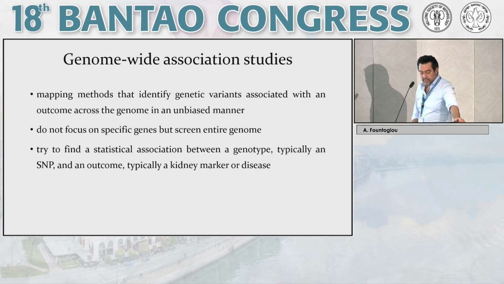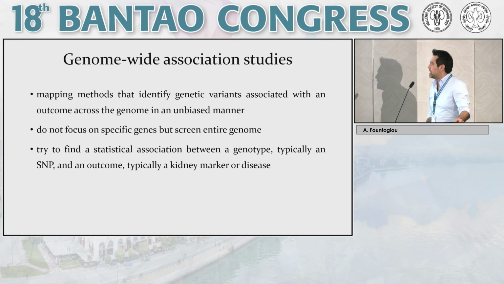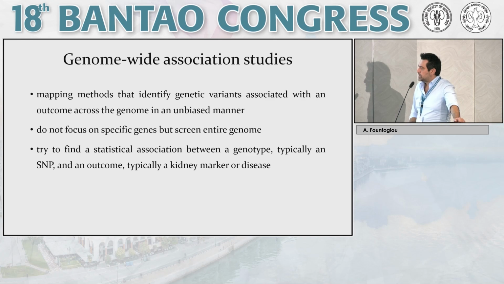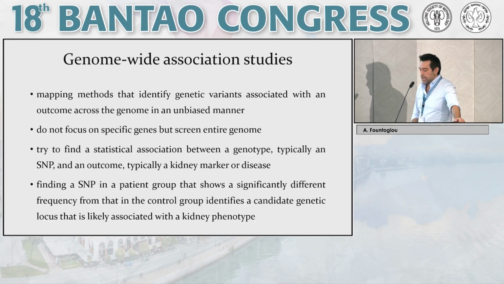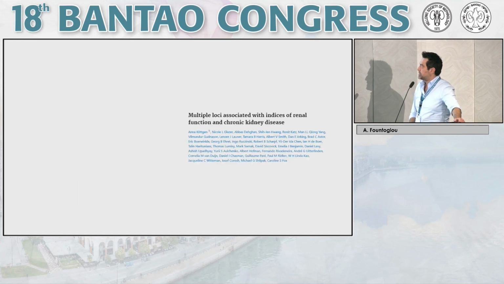They try to find a statistical association between a genotype, typically an SNP, a single nucleotide polymorphism, and an outcome, typically a kidney marker or disease. And the finding of a SNP in a patient group that shows a significantly different frequency from that in the control group identifies a candidate genetic locus that is likely associated with a kidney phenotype.